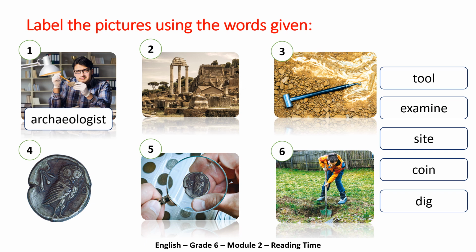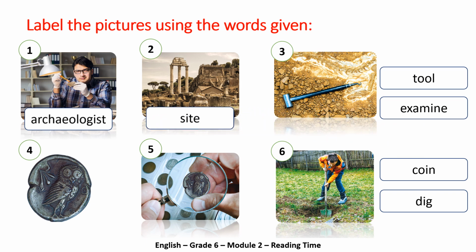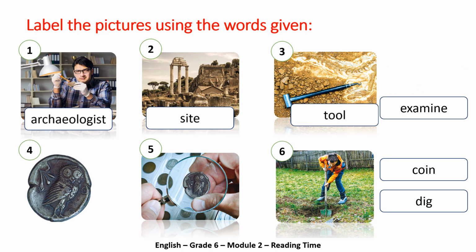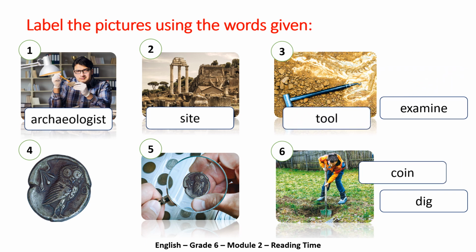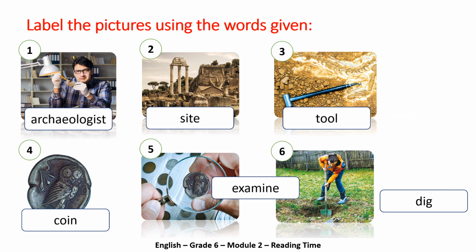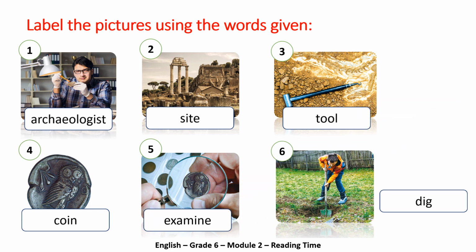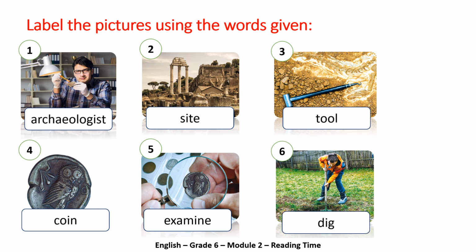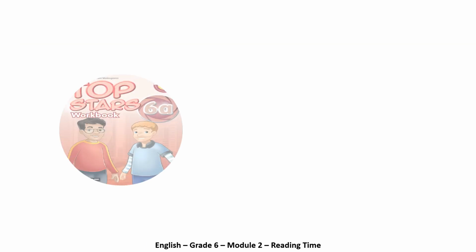Back again. Picture number 2 is site. 3, tool. 4, coin. Good. 5, it's examine. And the last one is dig. Good job. Let's move on to the workbook.